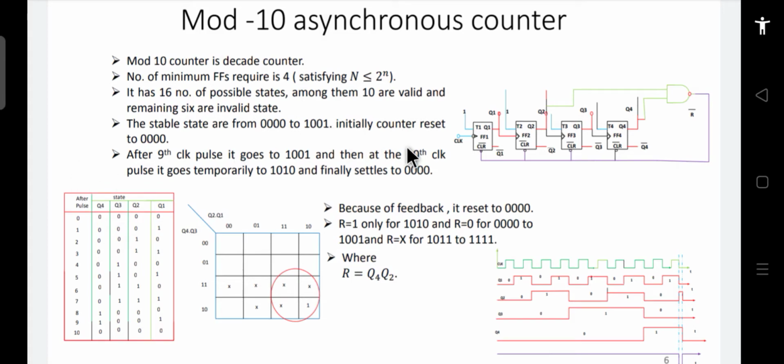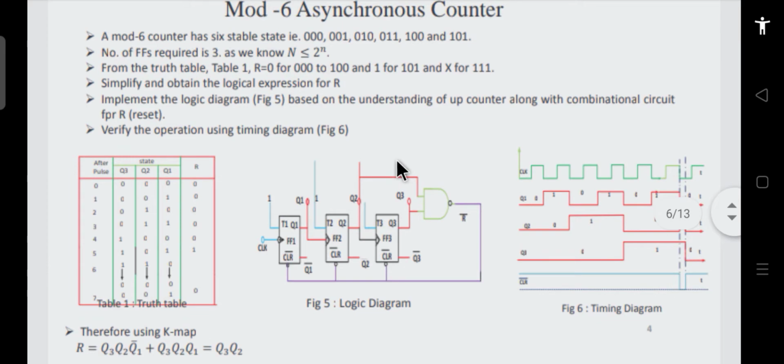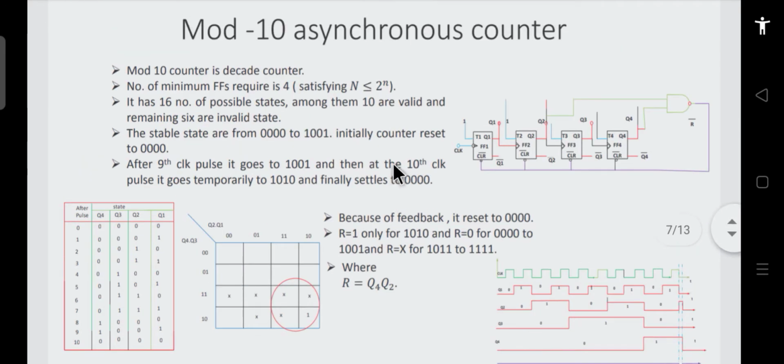So welcome to this part of the previous lecture. In this lecture we will continue from where we left off in the last slide. In the last slide we discussed our mod 6 counter. So here we will start with the mod 10 counter.